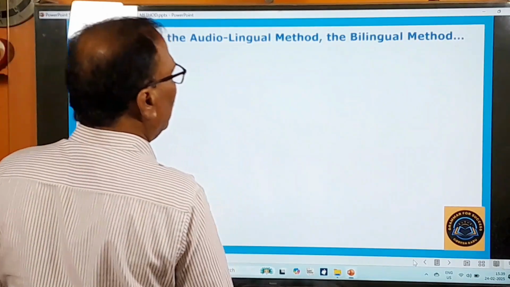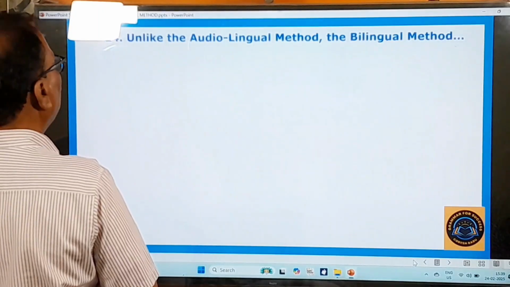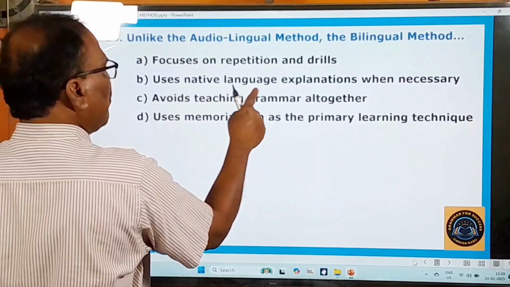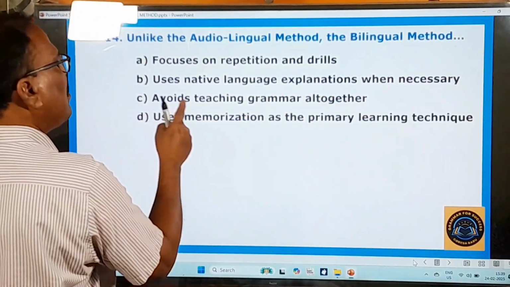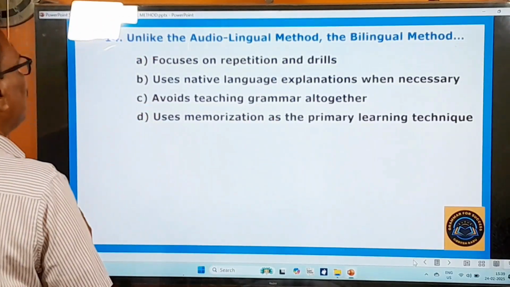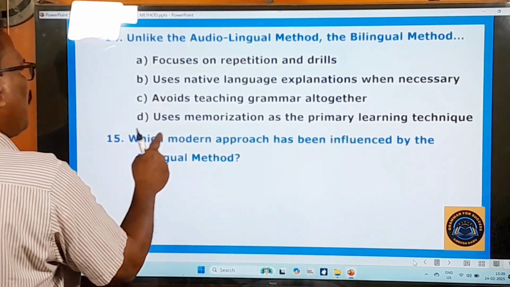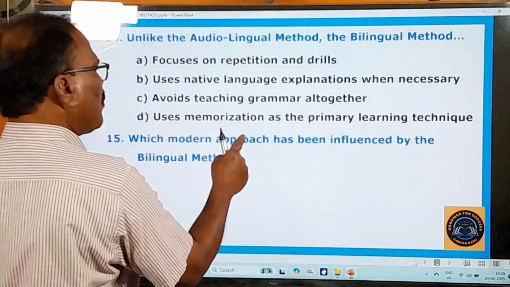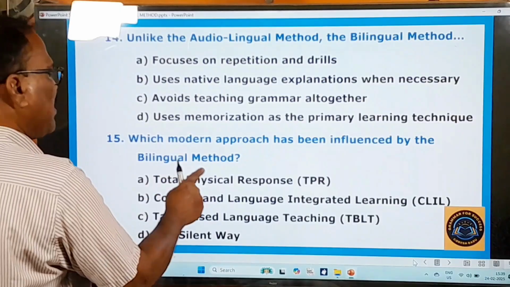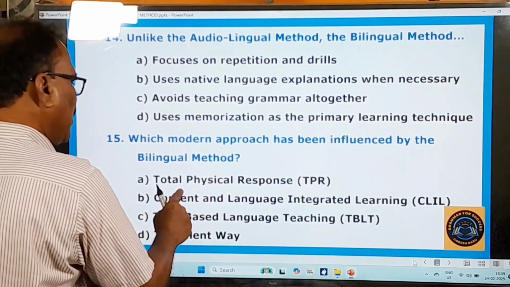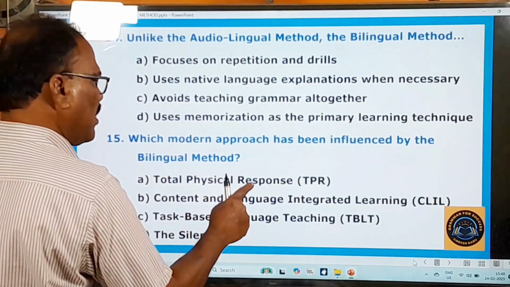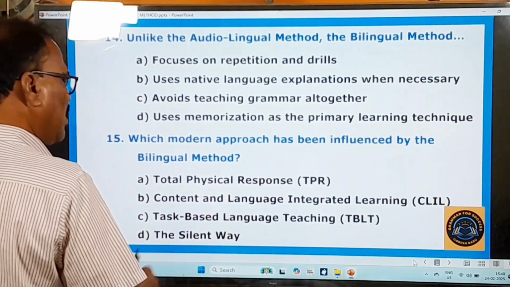Unlike the audio lingual method, the bilingual method, what is that? Focuses on repetition and drills, uses native language explanations when necessary, avoids teaching grammar altogether, uses memorization as the primary learning technique. You go to the 15th question. Which modern approach has been influenced by the bilingual method? Total physical response, TPR, content and language integrated learning, CLIL, task based language teaching, TBLT, the silent way. These are the 4 options.